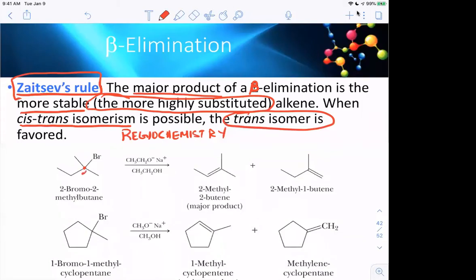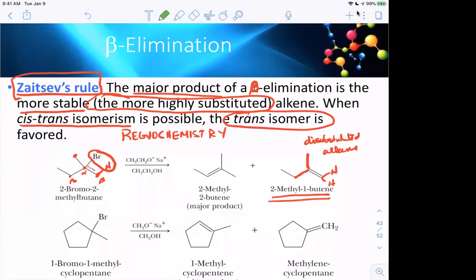Here's my alpha carbon. I have 2 beta carbons. This beta carbon and this beta carbon are equivalent, so I'm not going to go over that. But I have this hydrogen, and if I remove this hydrogen, the HBr here, I'm going to form the double bond there, and I end up with this product. Notice that these are hydrogens, those are carbons. So this is a di-substituted alkene that's formed.